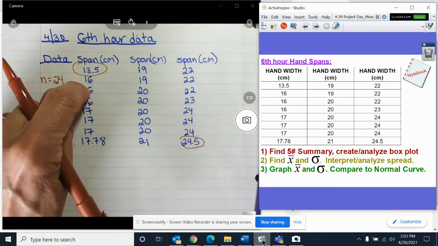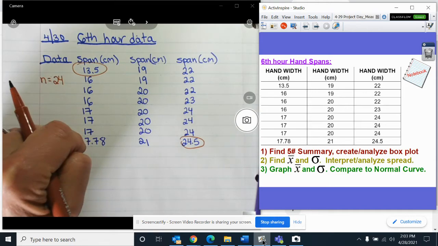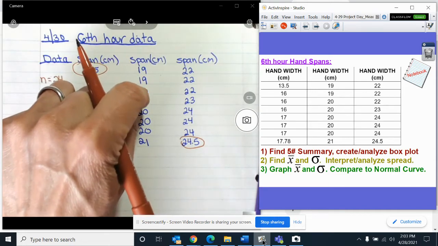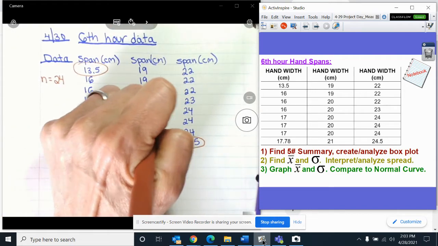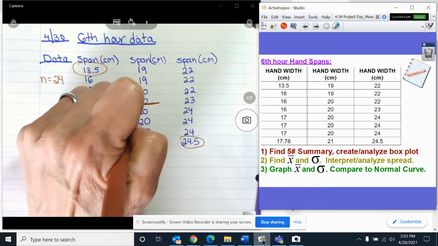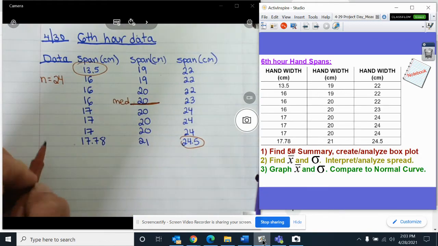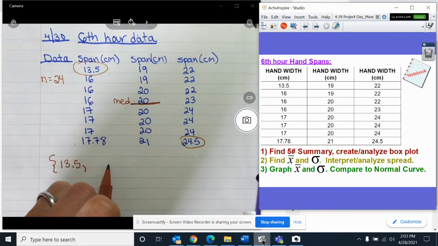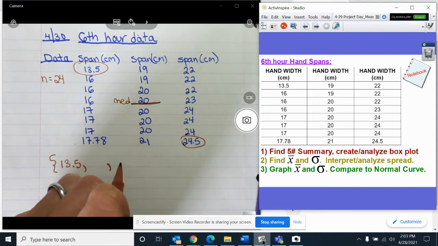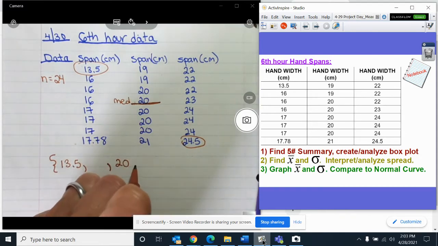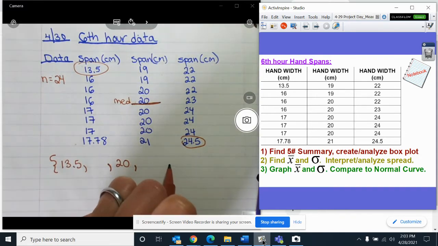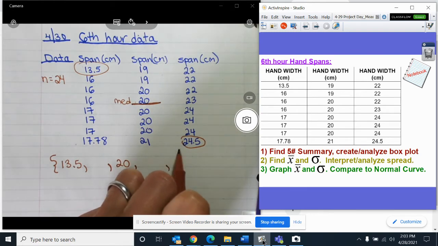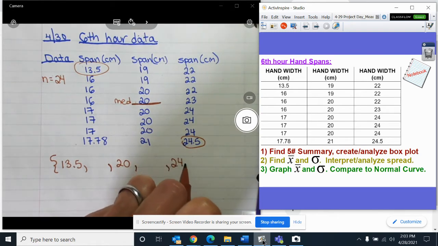So 1, 2, 3, 4, 5, 6, 7, 8, 9, 10, 11, 12. This is where our median will fall. And so first we have 13.5. And then we'll have a first quartile, and then our median, which is directly in the middle, and then our third quartile, and then our final maximum.